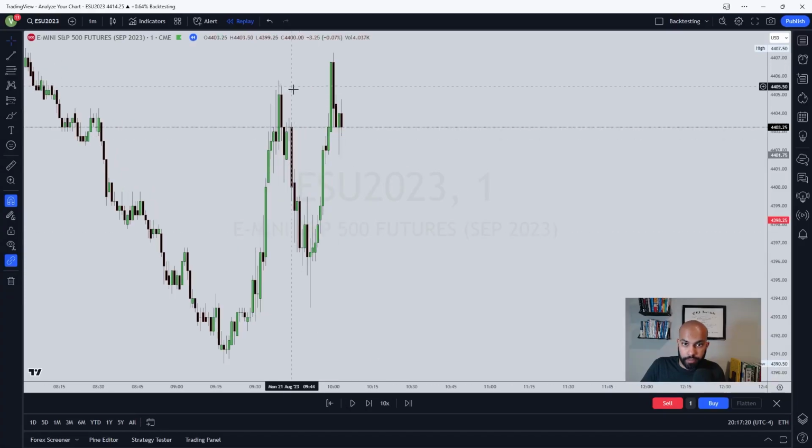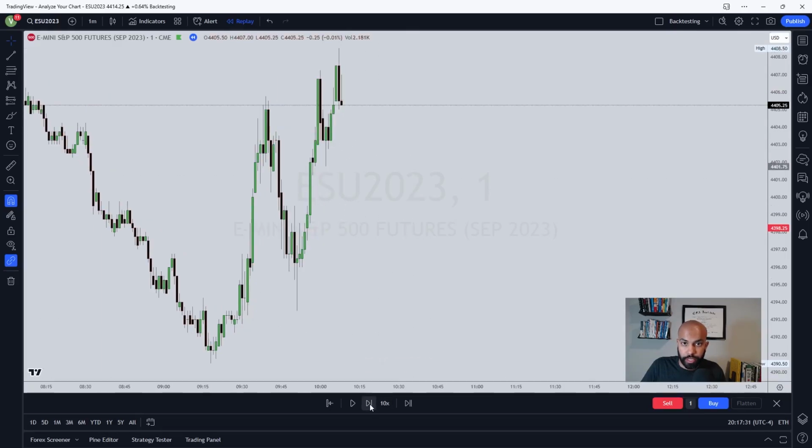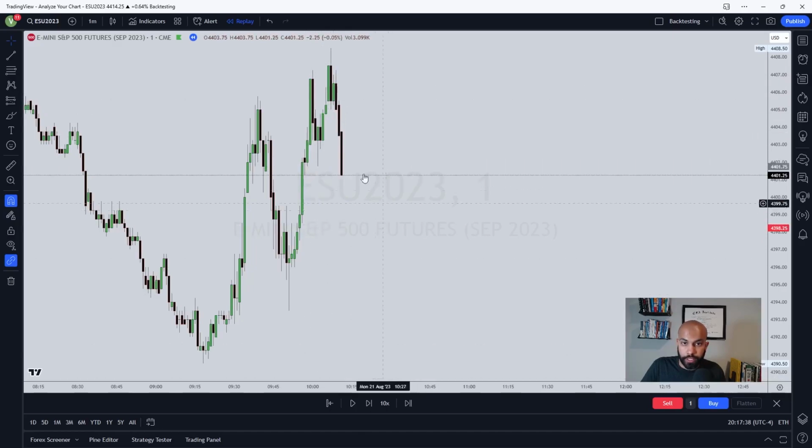Okay, so right here, it came, swept liquidity, comes down, hasn't broken structure yet, so let's see where it wants to go. Okay, swept liquidity again. So it stopped right here. I need to see it take out this low right here. Okay, took it out. There is a fair value gap here.